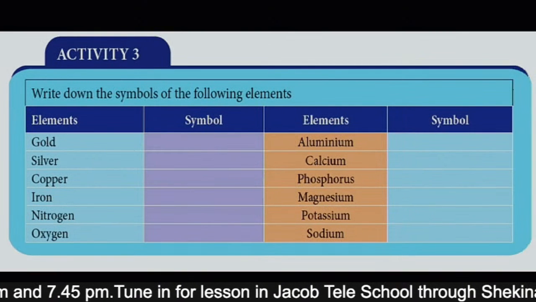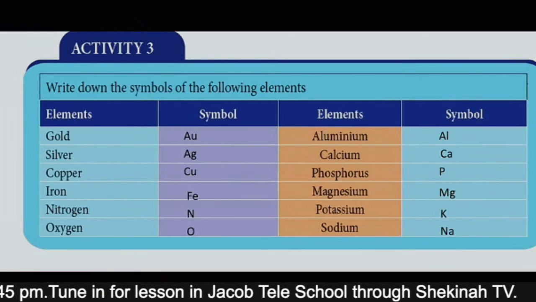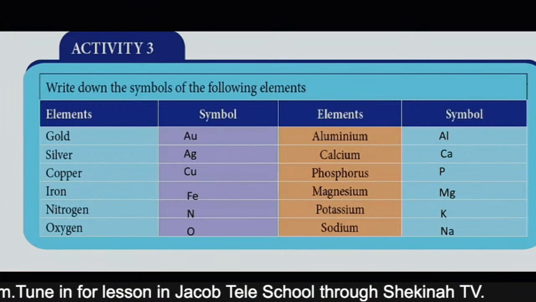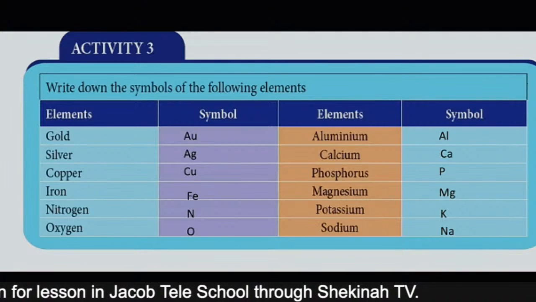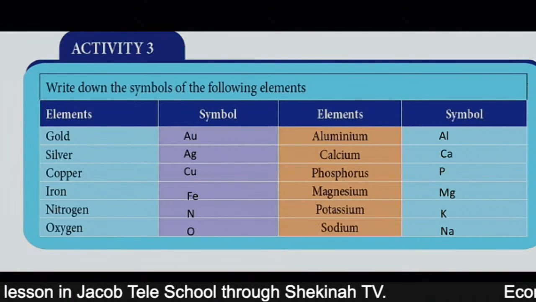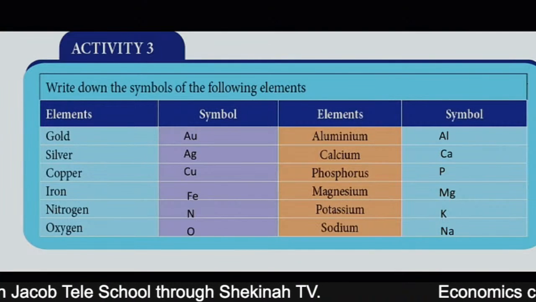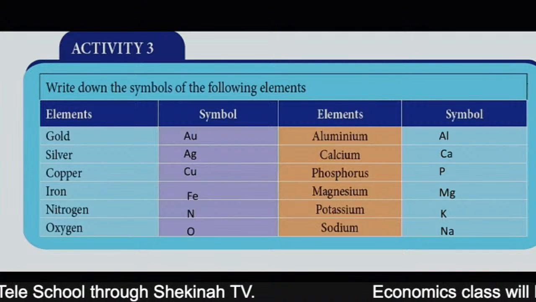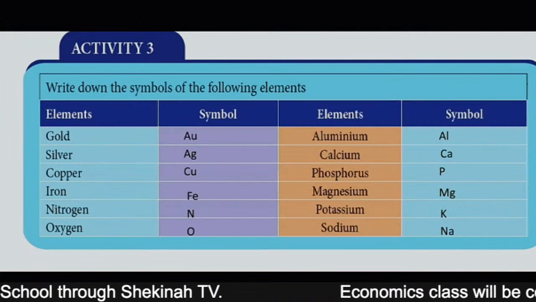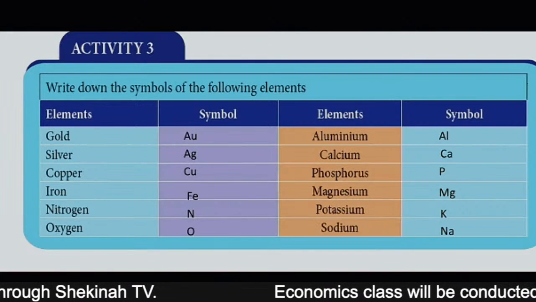Next one is copper. What is the symbol of copper? Cu, because the Latin name of copper is cuprum. Yes, that's why it's denoted capital C and small letter u. Next one is iron. The Latin name of iron is ferrum. Am I right? So Fe.